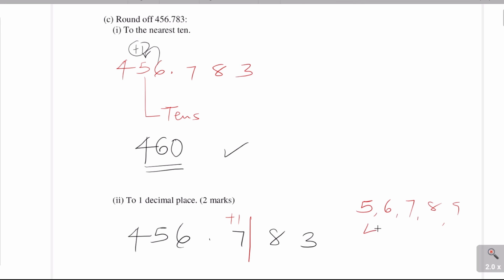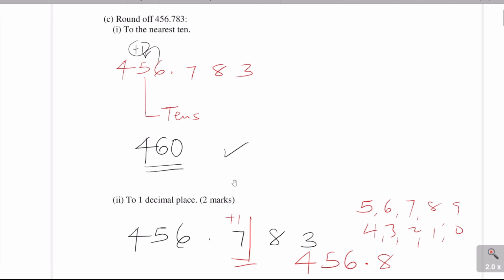If you find it is less, that is a 4, 3, 2, 1, or 0, you don't add anything. So here we are going to add 1, and then this one will be 456 point. Correct to one decimal place, this will be 0.8. You add 1 to 7.